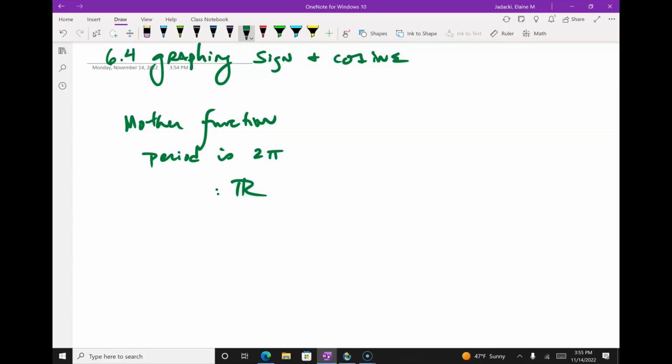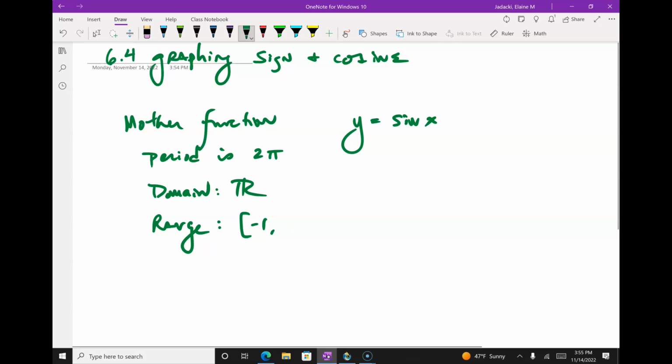Yes, exactly. So this is y equals sine x only. So C is 0, D is 0, A is 1, B is 1. Yes, good call. Domain is all reals, range is from -1 to 1. And I want to think of the quarter steps as pi over 2s.